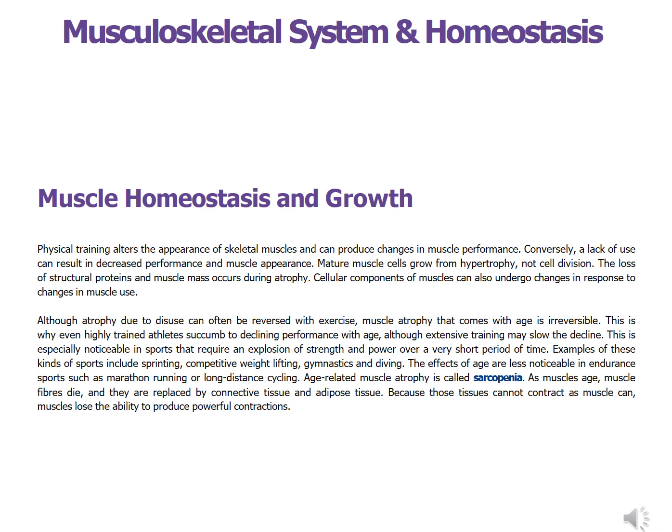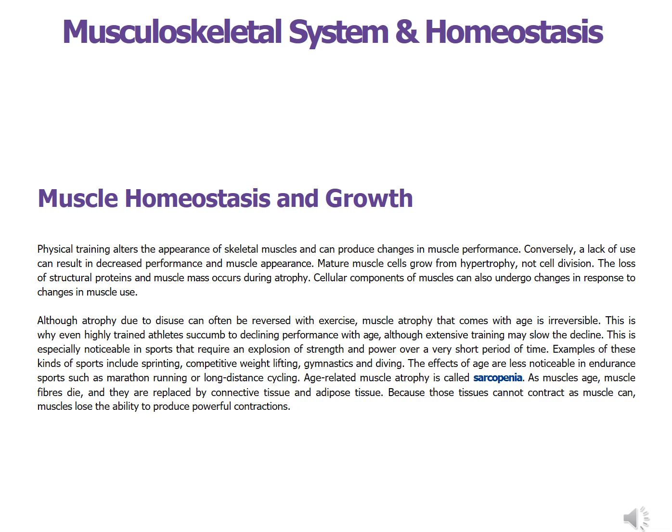This is especially noticeable in sports that require an explosion of strength and power over a very short period of time. Examples of these kinds of sports include sprinting, competitive weightlifting, gymnastics, and diving. The effects of age are less noticeable in endurance sports such as marathon running or long distance cycling.